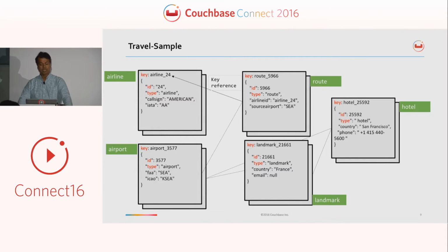Kyle alluded to this earlier. Our travel sample has 5 different tables, 5 different logical key spaces, all stored in the same bucket. We use the type. You can use any of the key names as the discriminating field. We are using the type to differentiate between the different document types.